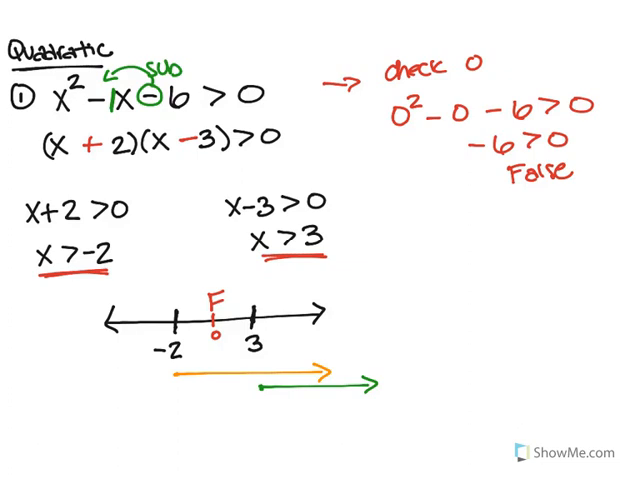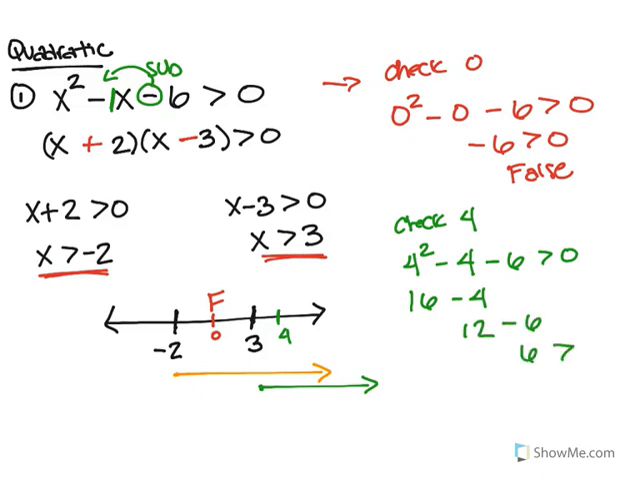So if you would like 4, I don't go too high, just try a number. On the outside, 4 is bigger than 3. If you go and you check 4 squared minus 4 minus 6, all I'm doing is plugging back into the original, okay? That would give me 16 minus 4, which is 12. Minus 6 is 6, greater than 0? Yes, that's true. So my answer is on the outside.